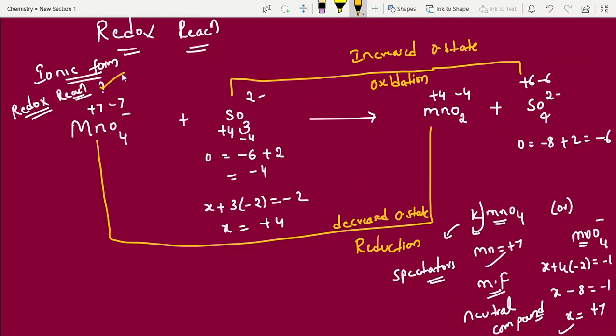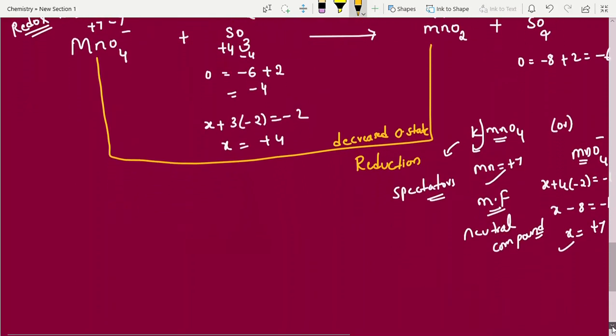All reactions are not redox reactions. Every time we have to check it. One undergoing oxidation, one undergoing reduction means you can say it is redox. Okay. There are also types of redox reactions. The first 2 types are easy, decomposition and combination, but the disproportionation reaction plays a very, very important role for competitive exams. I will make a video on that. Okay. Now next one.